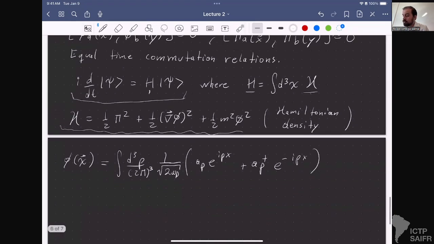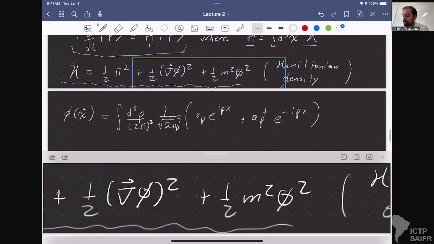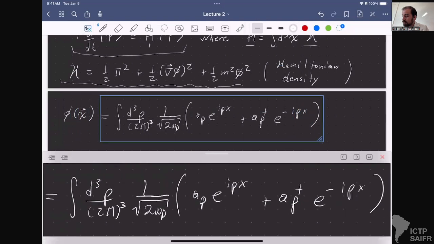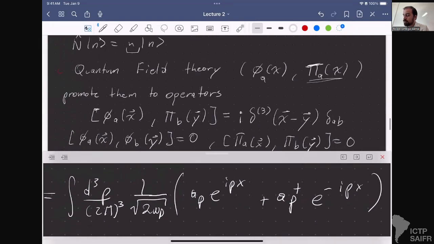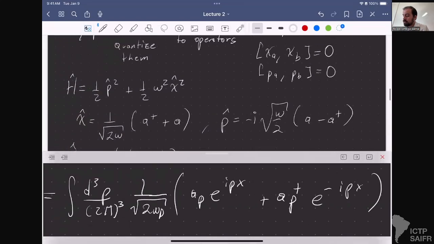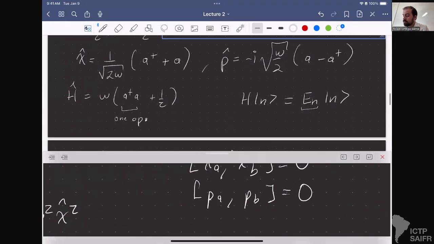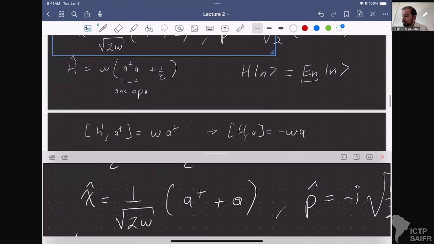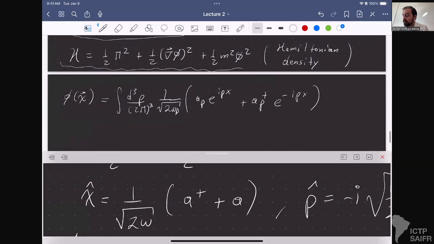Okay, so let me just look at the harmonic oscillator for a second. This is what I'm saying is the new decomposition of the fields. And this is what I had earlier. See if I don't mess it up again. This is what I have now.